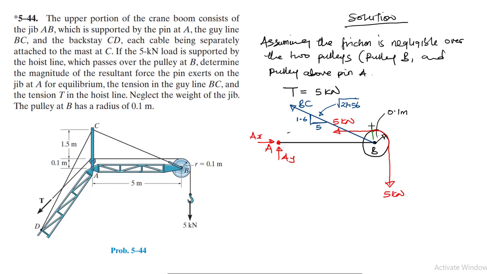Right, so I expect to have two components here. I expect to have one component in this direction like this, and another component in this direction like this. So this one I will call BCY times 1.6 divided by the hypotenuse, root of 27.56, and this one here I'll call BCX times 5 divided by root of 27.56.